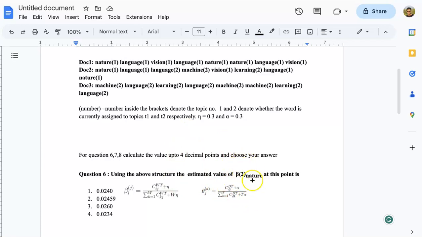So what does this beta of nature 2 represent? It represents the probability of the word nature belonging to topic class 2. Okay, so this is the thing. What is the probability of the word nature belonging to topic class 2? So how will you do that?